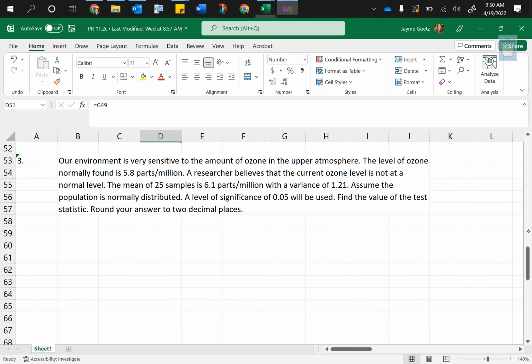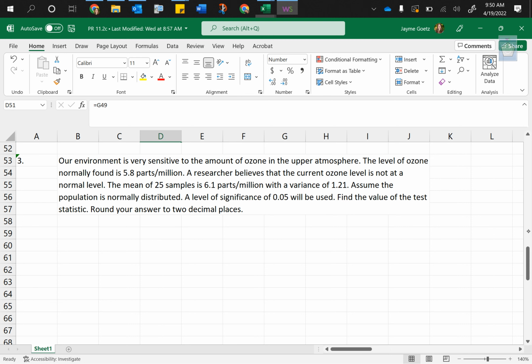Our environment is very sensitive to the amount of ozone in the upper atmosphere. The level of ozone normally found is 5.8 parts per million. A researcher believes that the current ozone level is not at a normal level. The mean of 25 samples is 6.1 parts per million with a variance of 1.21. Assume the population is normally distributed. A level of significance of 0.05 will be used. Find the value of the test statistic. Round your answer to 2 decimal places.